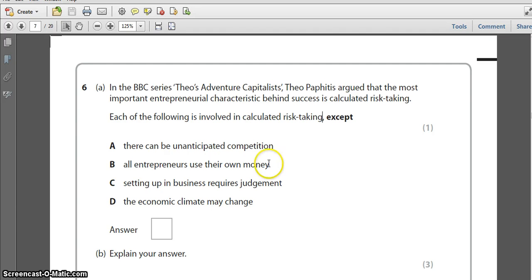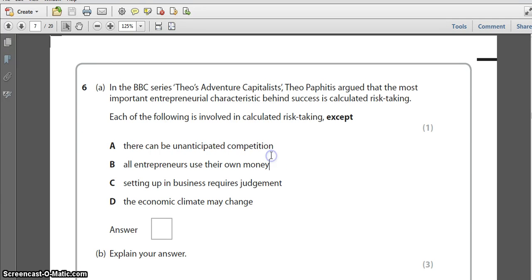You could define entrepreneurial characteristic. This is the characteristics that an entrepreneur should possess if they wish to be successful. And then you say why this is not true. You could then say, right, let's pick a knockout answer.